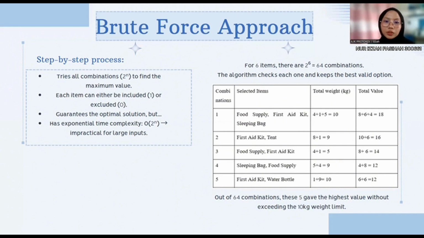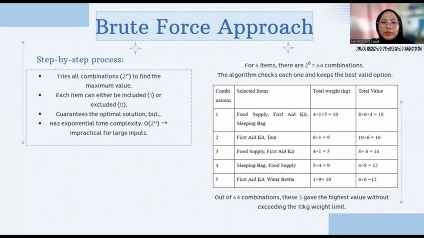So, what is brute force? The brute force algorithm is a simple but powerful method that tries every possible combination of items to find the one with the highest total value without exceeding the weight limit. Each item can only be included, which is 1, or excluded, which is 0. So for now, we have 6 items, so we have 2 to the power of 6, equal to 64 combinations. Brute force is guaranteed to find the best answer, but it becomes very slow and inefficient when there are many items because it has to check everything.